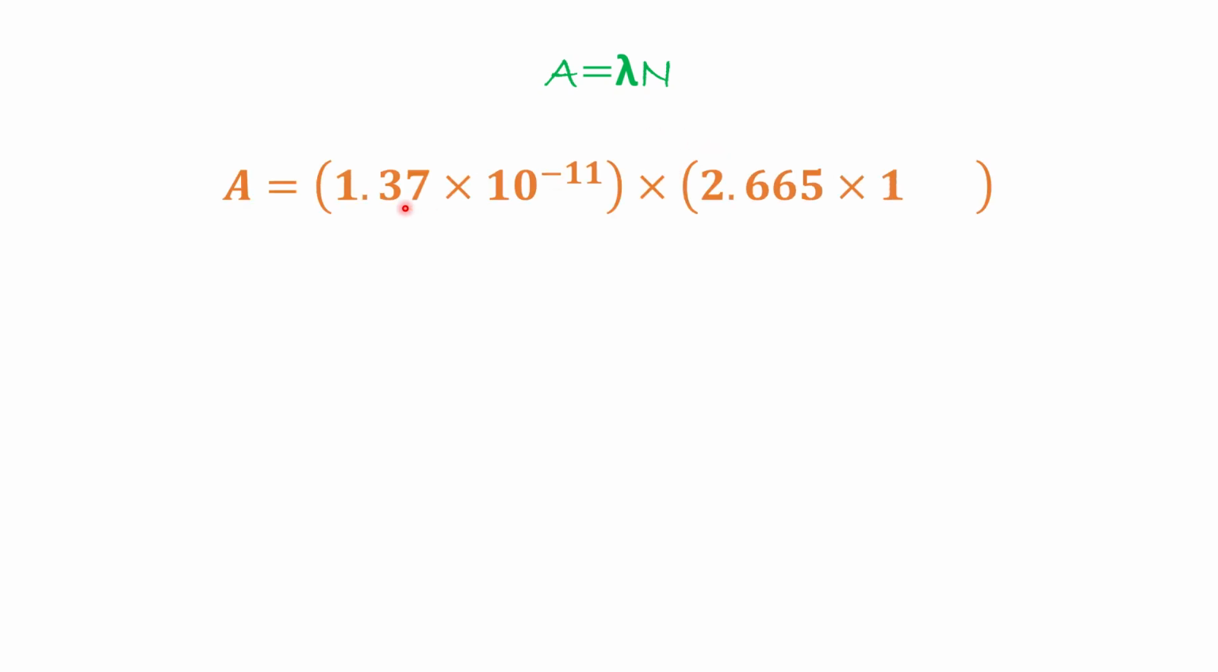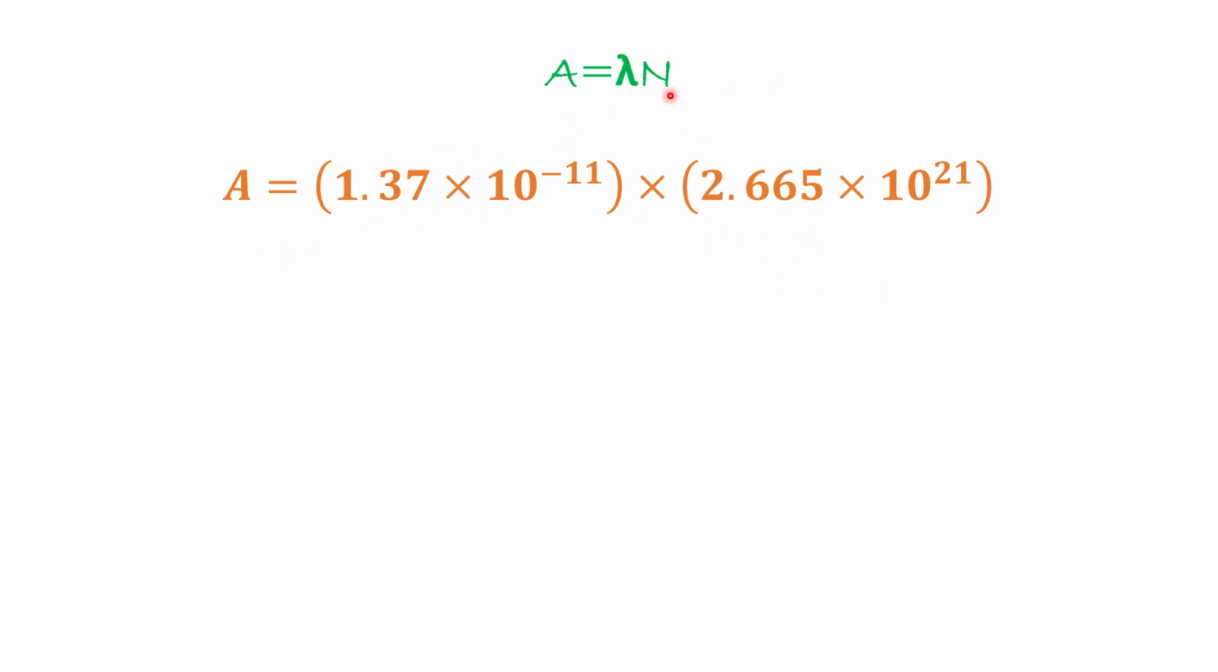Now we will find the activity of 1 gram of radium source. So the activity is equal to lambda N. Lambda is the decay constant, showing the decay behavior of the material, and N is the number of atoms. So activity is equal to 1.37 × 10^-11, this is the value of lambda, times 2.665 × 10^21. This is the value of N.